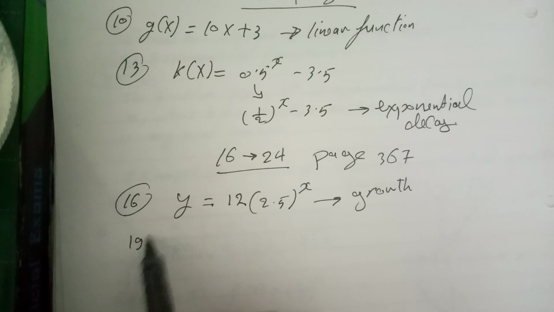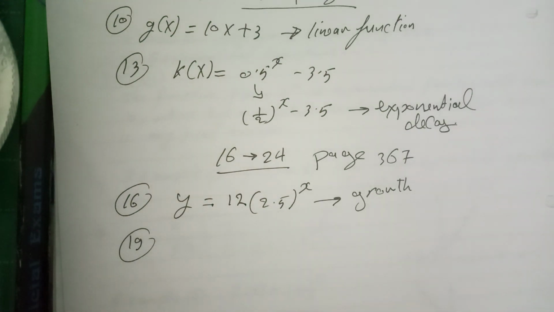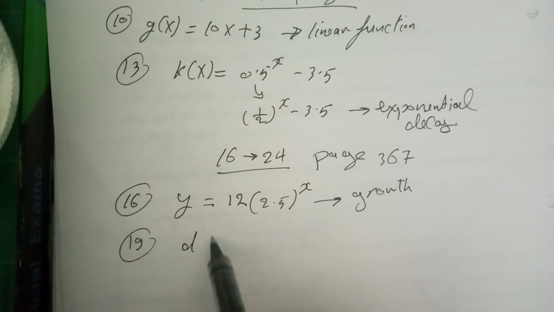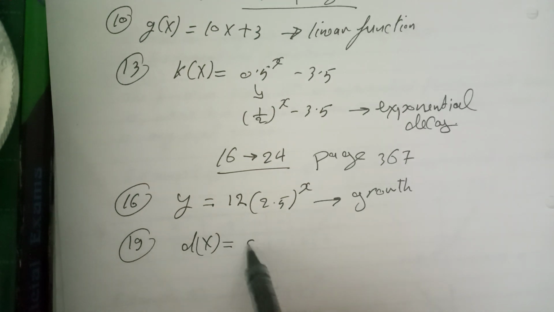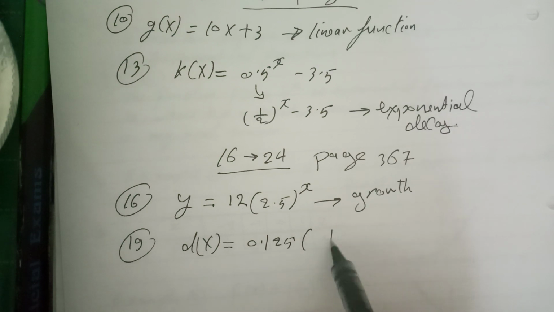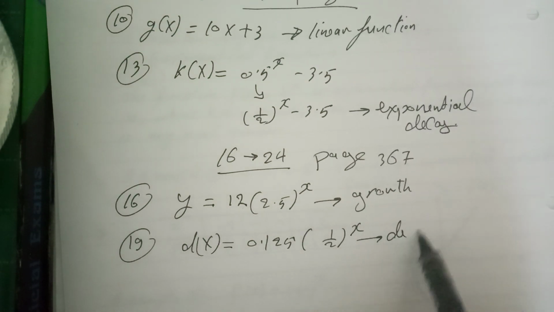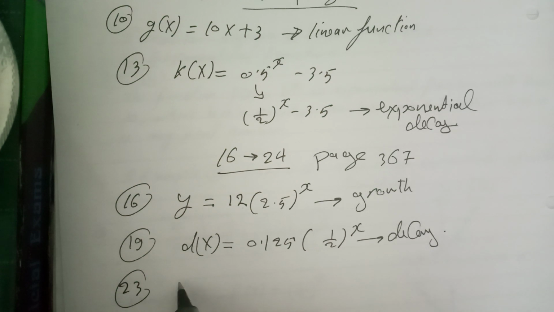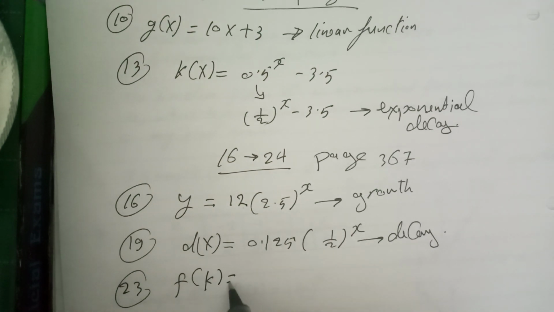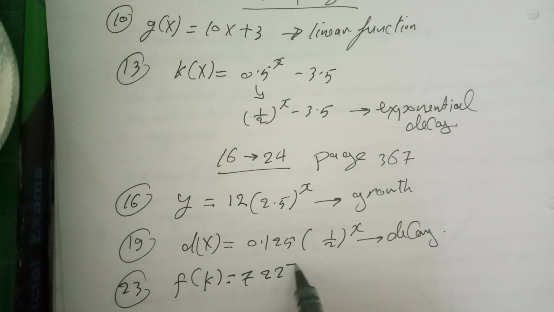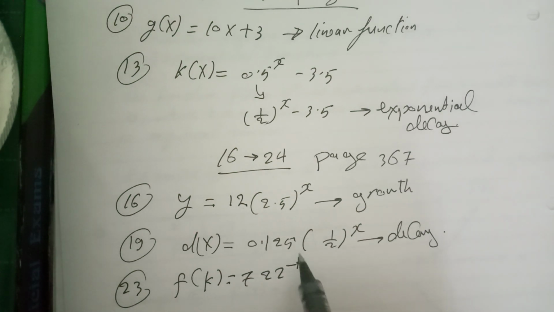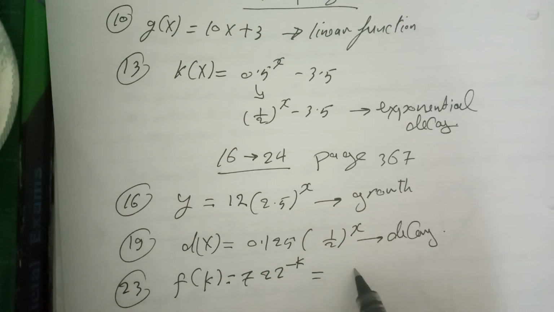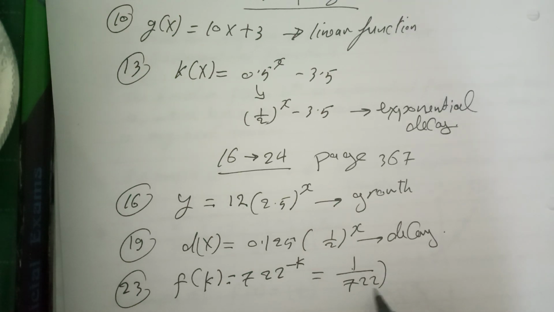But in number 19, you have d(x) equals 0.125 times one half to the power x. It's a decay. Good. Also in number 23, you have f(k) equals 7 to the power negative k. Power negative k means 1 over 7, so I can say that this will be (1/7) to the power k. So it's also a decay.